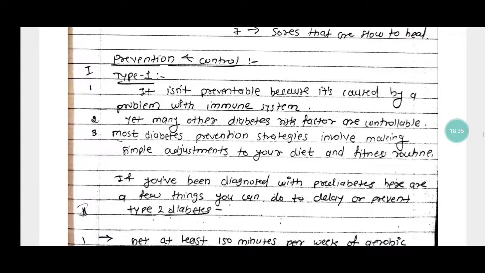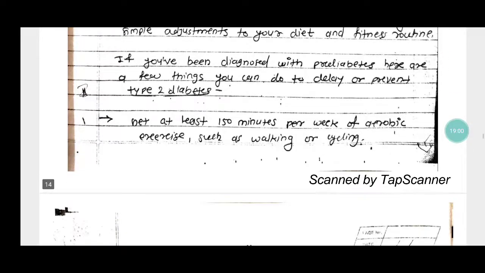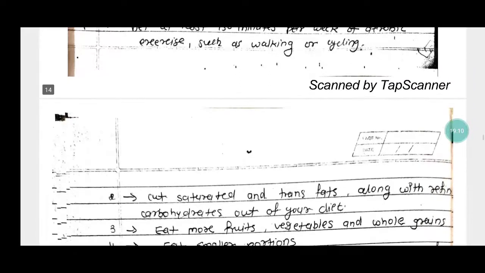Prevention and control. Type 1 isn't preventable because it is caused by a problem with the immune system. Most diabetes prevention strategies involve making simple adjustments to your diet and fitness routine. If you have been diagnosed with pre-diabetes, here are a few things you can do to delay or prevent type 2 diabetes. Number 1, get at least 150 minutes per week of aerobic exercise such as walking or cycling.